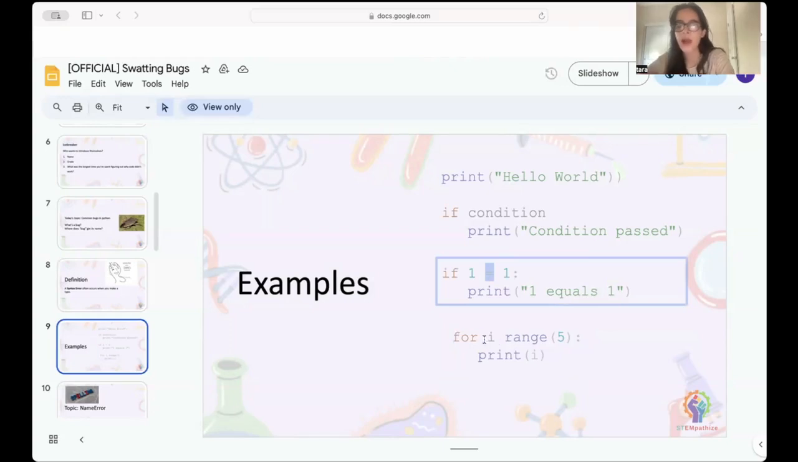Okay, so now I assume you've looked at the last one. This says for I, range 5. The problem here is we're missing an in. For I in range 5. Because otherwise, like I said, the computer won't understand. So these are all examples of syntax errors.